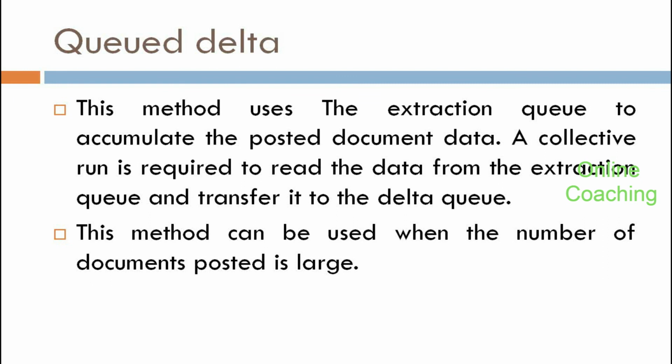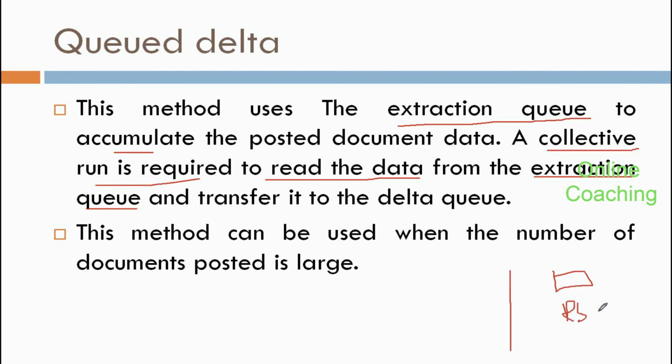So what happens is, if I use direct delta, the data will be directly loaded into the delta queue if it is newly created, changed or deleted. But if you use queue delta, there is one process running. What process is running? The extraction queue is accumulating the posted documents, then a collective run is required. What is it doing? It is reading the data. From where? From the extraction queue.